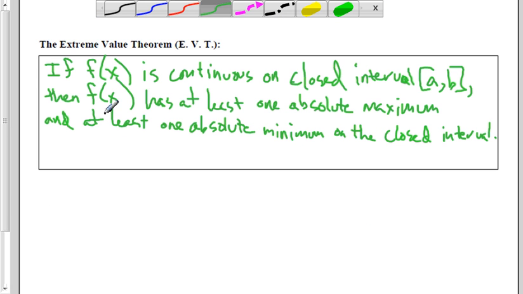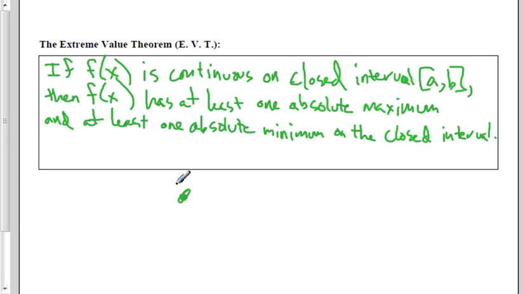Extreme value theorem. If a function is continuous on a closed interval from a to b, which means that a and b have to exist. So wherever I am, here's point a, and this point b. Because those could be, or maybe they're not, but they could be an absolute min or max, then the function is going to have at least one absolute max and at least one absolute min.